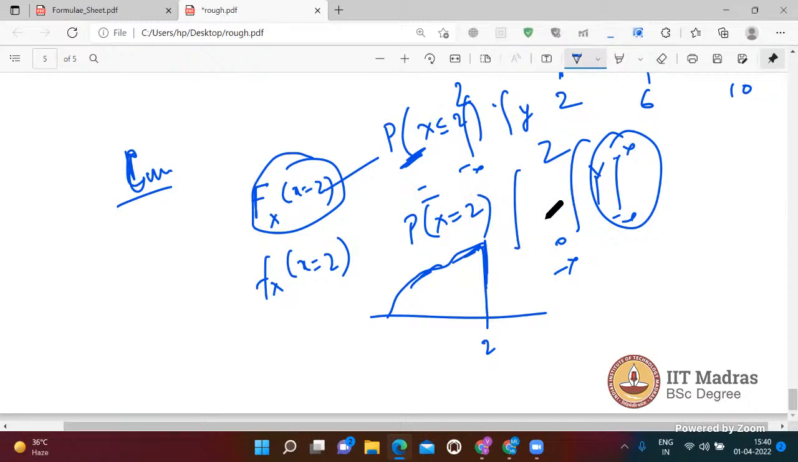That means we are integrating over all the y. And after integrating over all the y, we just put in the value of x. We have to substitute x in that equation, right, sir? Yeah. Okay. Okay, sir.